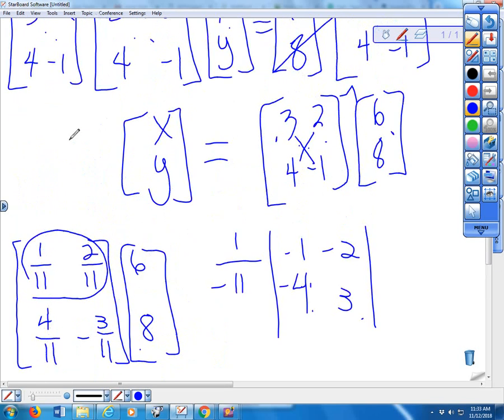This is what we're putting in the calculator. Matrix A is going to be 3, 2, 4, and negative 1. So you go to second matrix, go over to edit, hit enter, make it a 2 by 2 if it's not already, and then go down to your first and enter 3, 2, 4, negative 1. Enter.